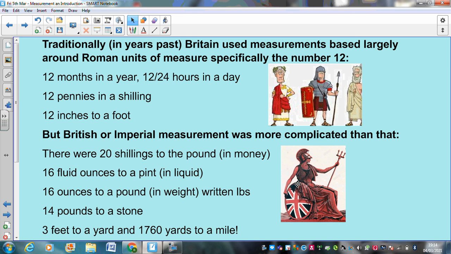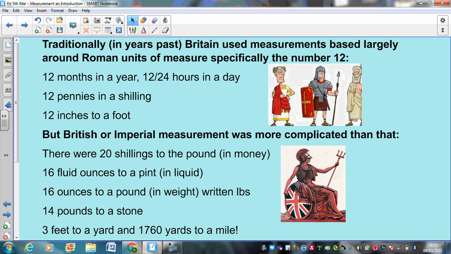British or imperial measurement was more complicated than that even. So although there were 12 pennies to a shilling, there were 20 shillings to a pound, in money. When we look at fluid ounces, we have 16 fluid ounces to a pint. We have 16 ounces to a pound in weight, not a pound in money. That's written as lbs, if you ever see that. Lbs means pounds. We have 14 pounds to a stone.